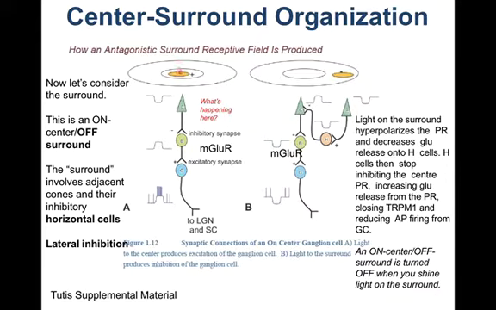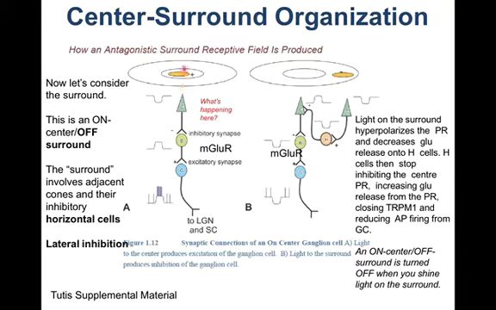So let's just review the center first. Here we're shining light on the center. You should be able to tell me that that will hyperpolarize the cone. That will reduce glutamate release by the cone or photoreceptor, and that will reduce the activity of mGluRs. And you know that downstream of mGluRs is TRPM1, so that will relieve the inhibition on TRPM1, leading to depolarization, shown here. Depolarization will increase glutamate release and increase firing in our retinal ganglion cell.